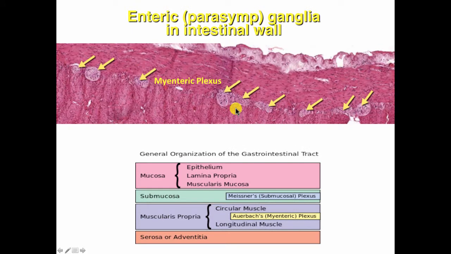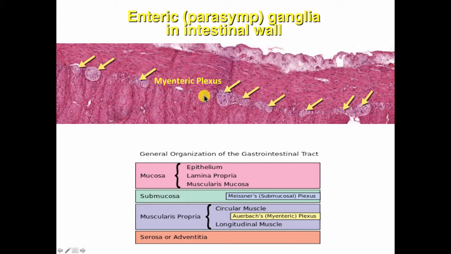I've put this slide in here. You've seen this when I asked you to identify circular and longitudinal smooth muscle. You saw these structures along here. I didn't bother to tell you what they were at the time, but this is a chain of parasympathetic ganglia in between the two layers of smooth muscle. These nerves, the postganglionic nerve fibers emanating from these ganglia, are responsible for innervating the muscle layers surrounding the intestine.